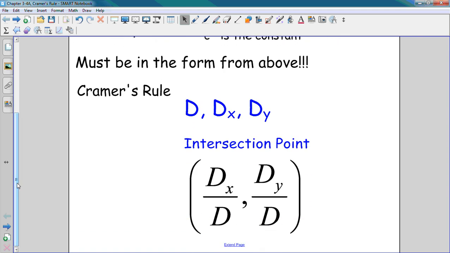Cramer's rule: D stands for determinant. D is the determinant of the system, then the determinant of the x's, the determinant of the y's. The way you find your intersection point is you take your dx divided by your d, and your dy divided by your d. I'll show you that in just a second.